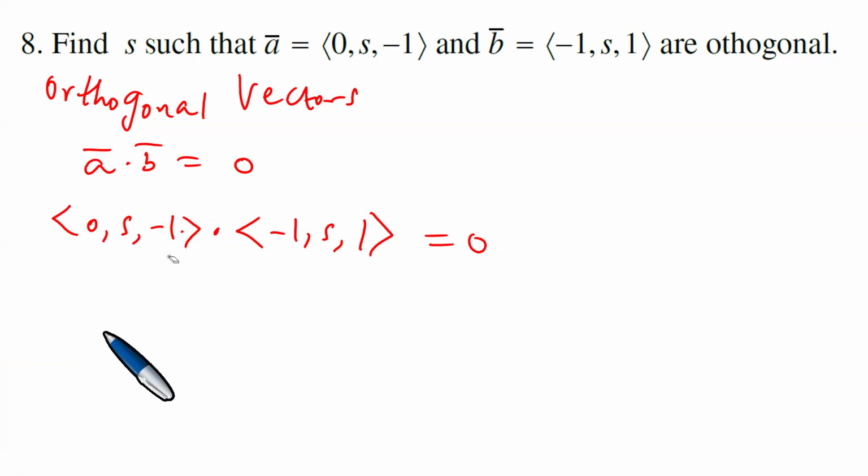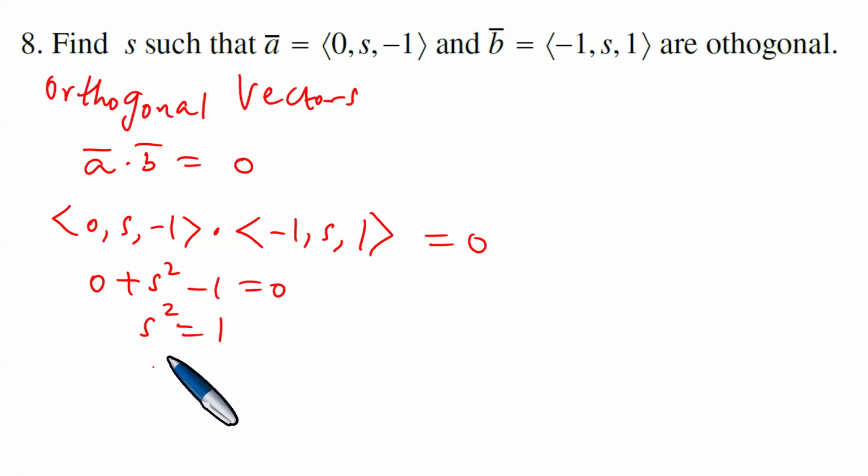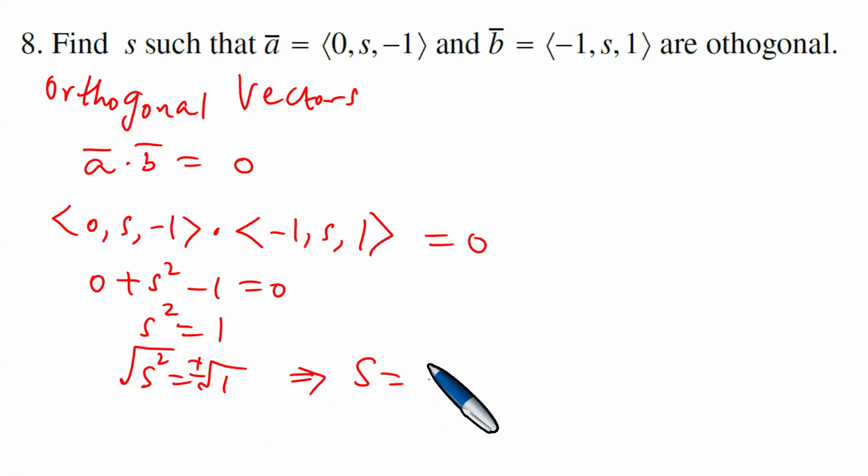If you dot this, 0 gives exactly 0, then s times s gives s squared, and minus 1 times 1 gives minus 1, which is 0. So s squared equals 1, which means s is plus or minus 1. In the case therefore that the two vectors are orthogonal, the dot product becomes 0.